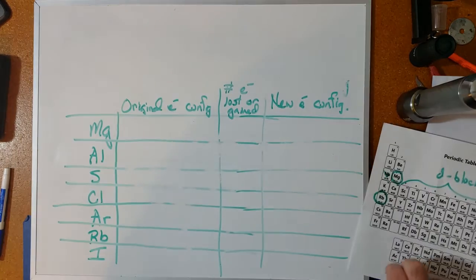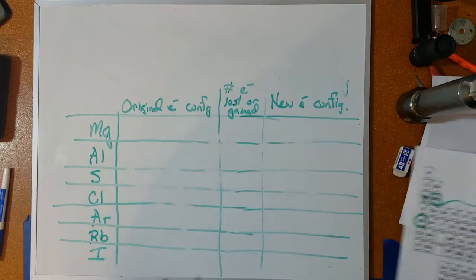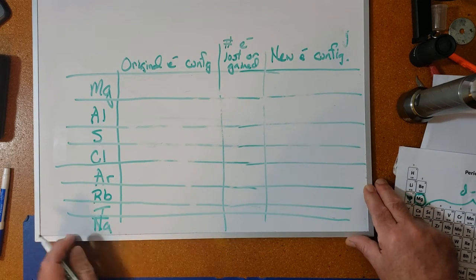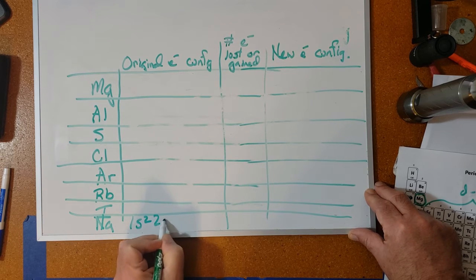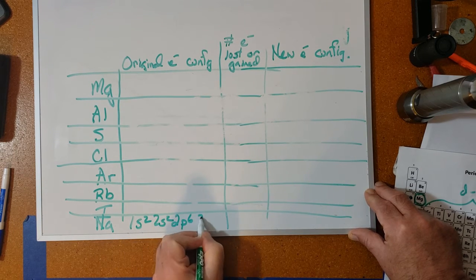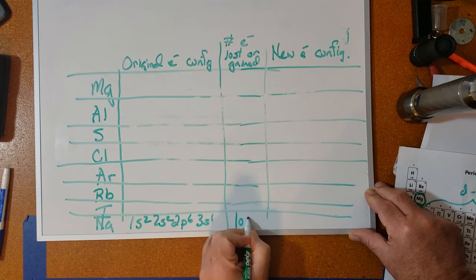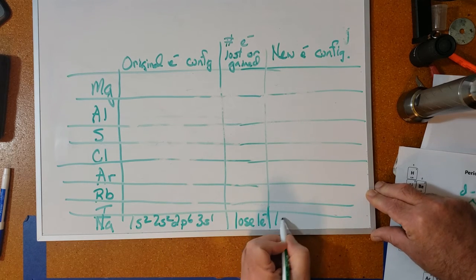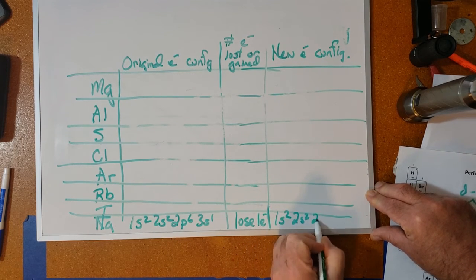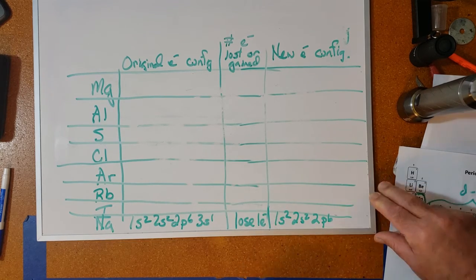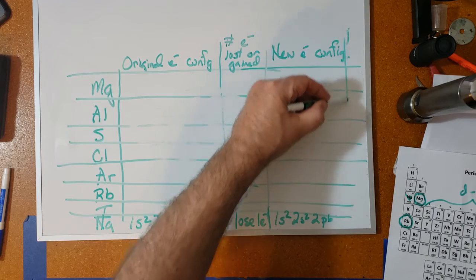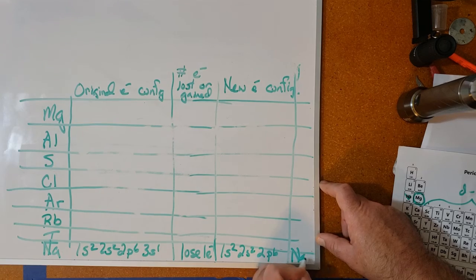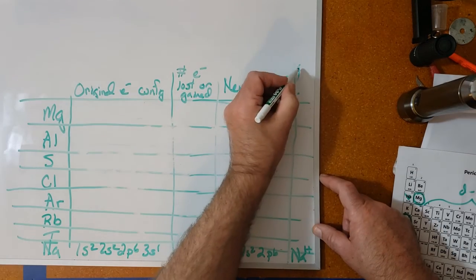Just as an example, let's go back and put in what we did for sodium. So I'll put sodium down here at the bottom. Na. The original configuration was 1s2, 2s2, 2p6, 3s1. We're going to lose one electron, and that means we're going to take this guy out. So it'll be 1s2, 2s2, 2p6. And one last row will be the symbol of the ion formed.